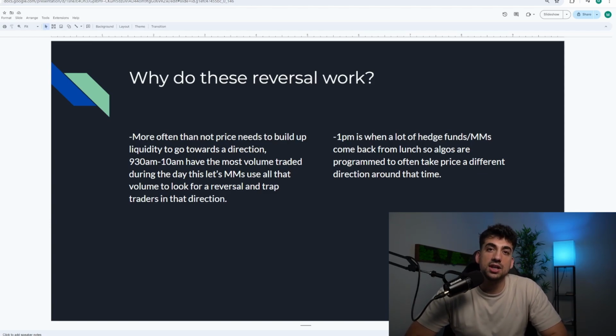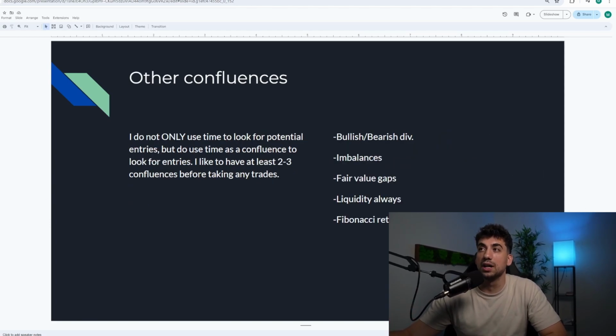Happens all the time. They sometimes even call it noob hours, 9 a.m. to 10 a.m. 1 p.m. is when a lot of hedge funds and market makers come back from lunch. So all those are programmed to often take price a different direction around that time because they come back. And that's just the way it moves. It sounds silly, but it works that way.